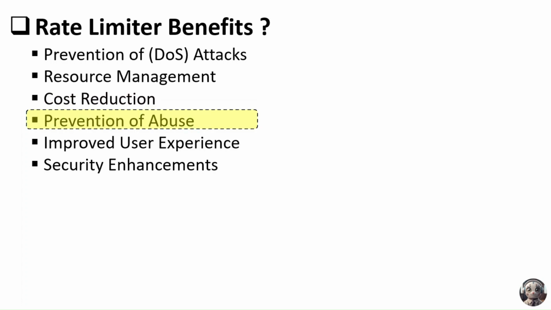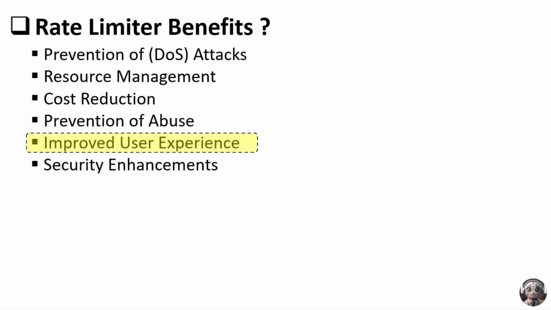Another big benefit is preventing abuse. Without a rate limiter, someone could exploit your system by making way too many requests, whether it's trying to brute force their way into accounts or scraping your data excessively. A rate limiter acts like a bouncer at the door, only letting in a certain number of requests and keeping out the bad actors who try to game the system.